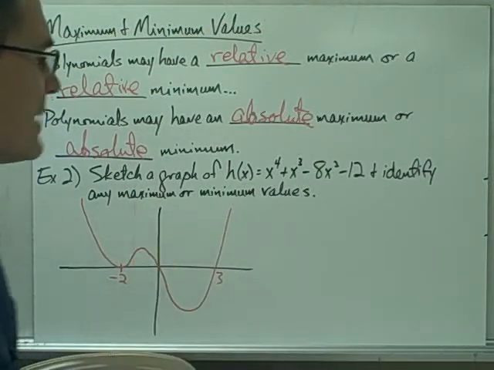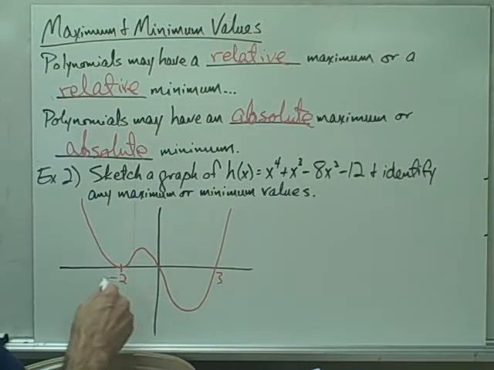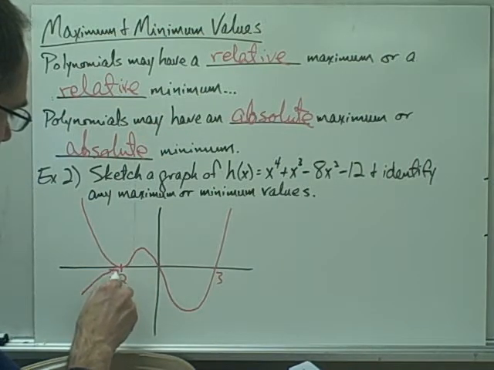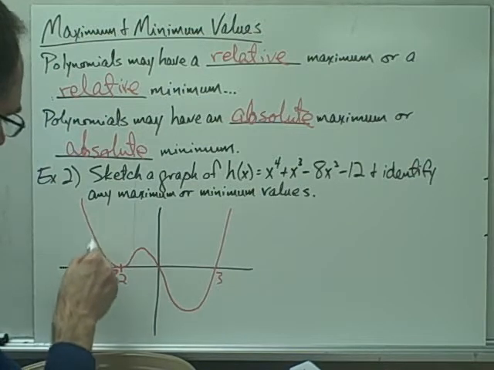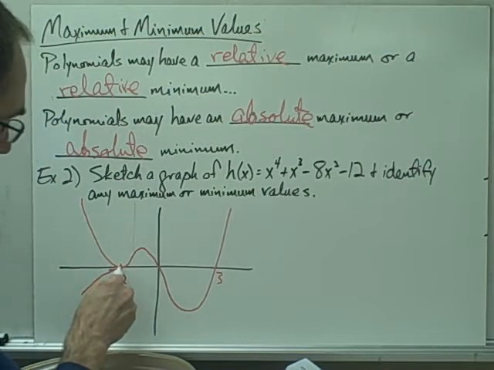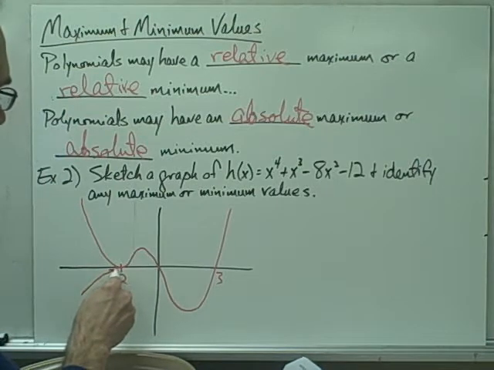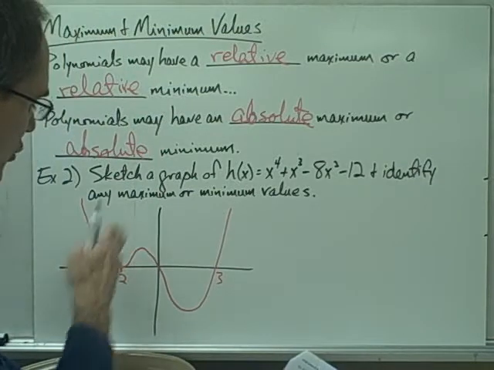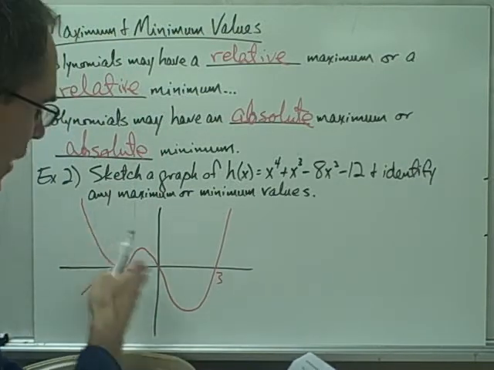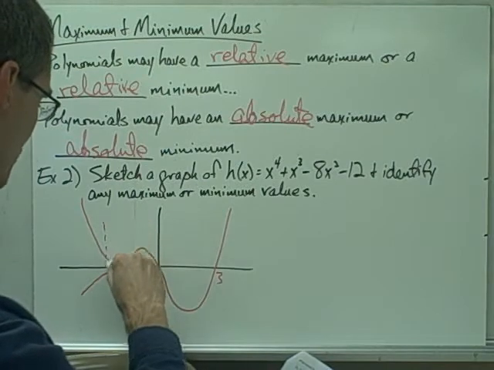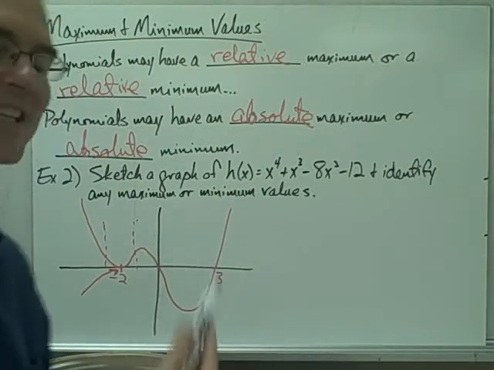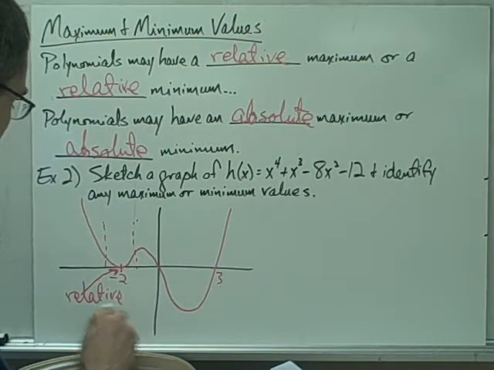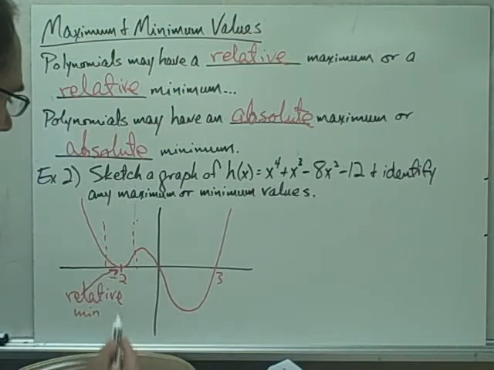It asks me to identify any maximum or minimum values. So the maximum or minimum values, this value right here, this point, notice that the graph comes down to this kind of low point and then goes back up. That means what I have here is a minimum value on my function, but it's only a minimum value within a fairly limited range of values. That is, it's only a minimum value, say, between here and here. That's called a relative minimum. So I've got a relative minimum at this point right here.